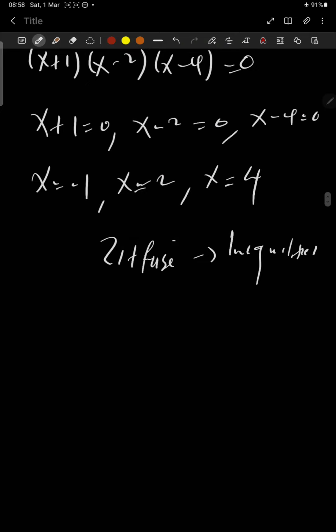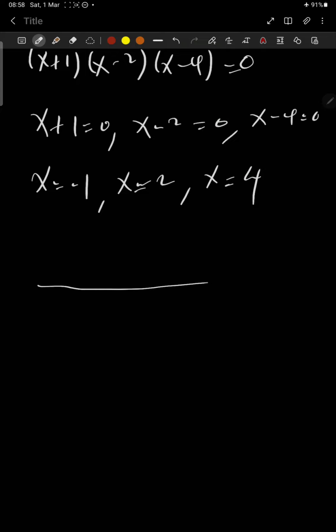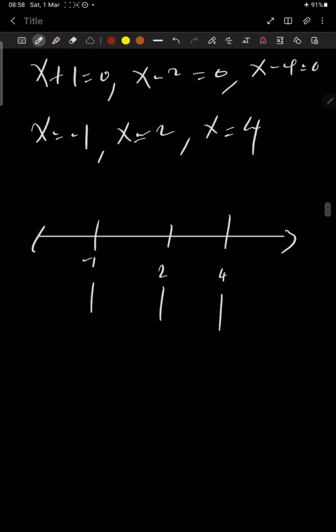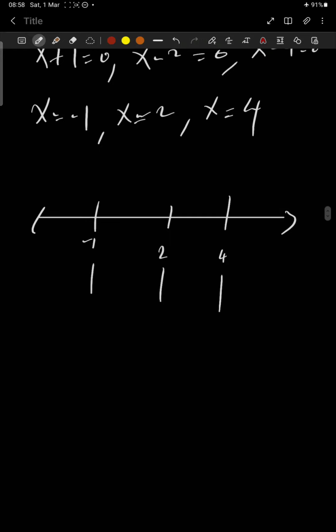Anyways, let's get back to our question. So we have these critical points. After the critical points, you're going to go on a number line. You're going to write the smallest, which is negative 1, the second smallest, 2, and the third, 4. I'll pick a value which is less than negative 1. What value am I going to pick? I'll pick negative 2. Let x be equal to negative 2.